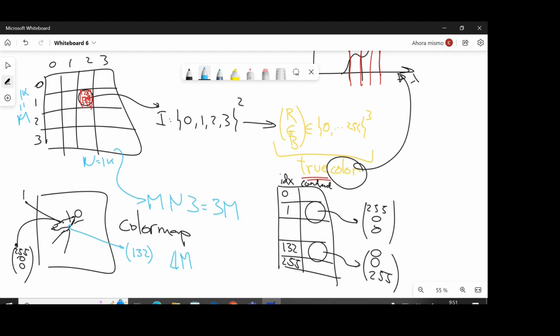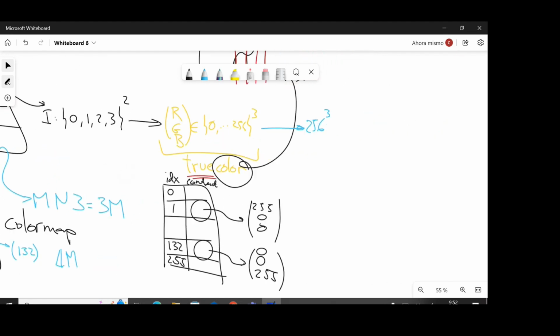There is a price to pay. How many different colors can you represent with 3 bytes? How many different values? 256 cubed. Can you give me a rough number of what that is? You need a calculator for that? You shouldn't use calculators for this kind of calculation.